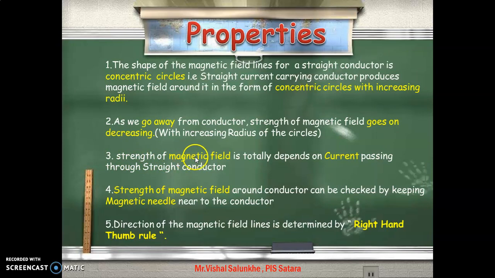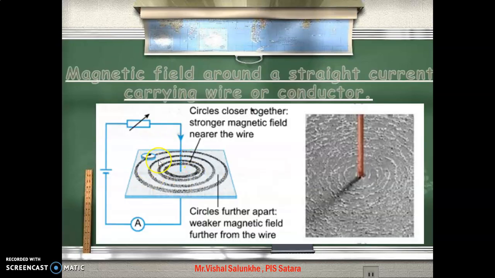Now next, the strength of the magnetic field totally depends on the current passing through the straight conductor. We can check the strength of the magnetic field by the deflection of the needle. In Oersted's experiment we have seen that if a magnetic field is produced around the current carrying conductor, then the magnetic needle is deflected. So if you keep the magnetic needle near the conductor and increase the current, the deflection in the needle increases. What does it mean? It indicates that the magnetic field produced due to this conductor depends on the current. If you increase the current, the magnetic field also increases.